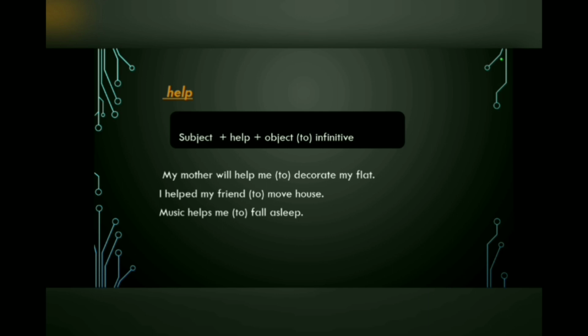I helped my friend move house. I helped my friends to move house. Now I would say it is more common to leave out the to simply because it is more efficient, fewer syllables. We like to go for things that are easy to say. Music helps me fall asleep. Music helps me to fall asleep.